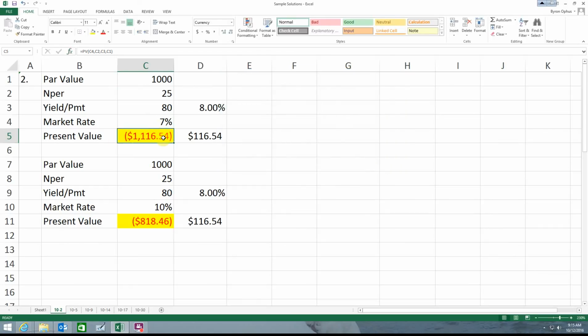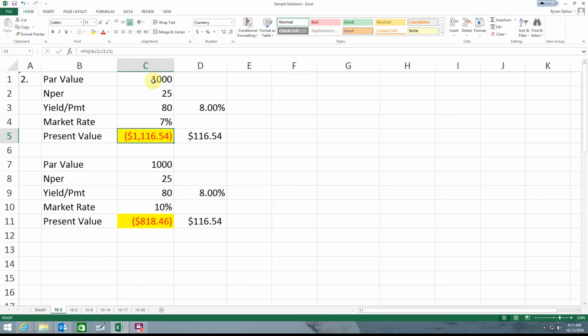So what I'd have to pay for that is $1,116.54, and that makes sense, right? Because rates have come down, the value of the bond has gone up. Okay, even though that's showing as a negative, and that's fine. You can show yours as a negative. Again, that's what's leaving my pocket. Okay, if you did it the other way, that would be fine as well.